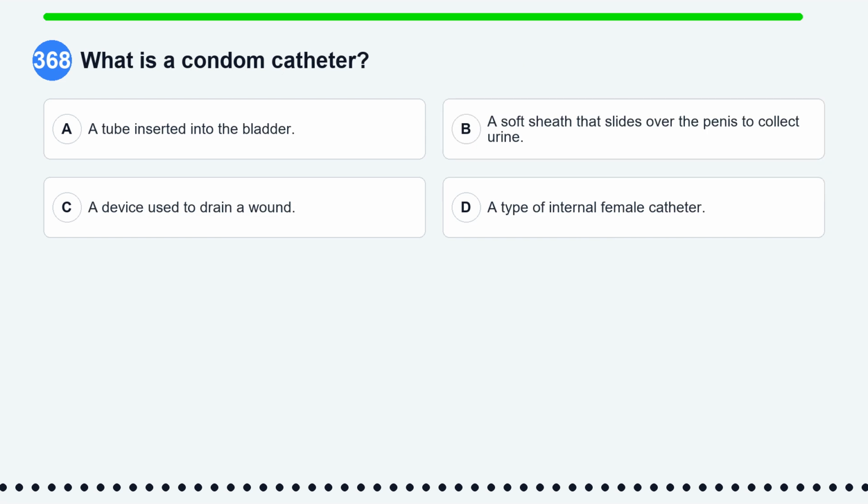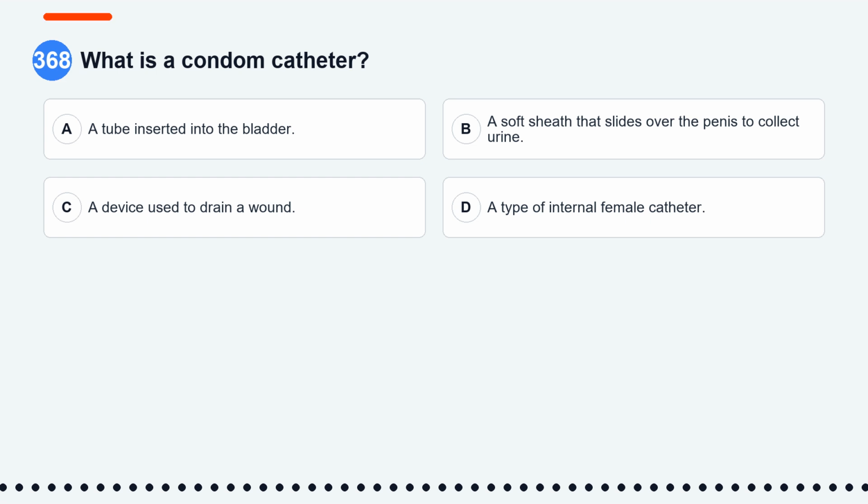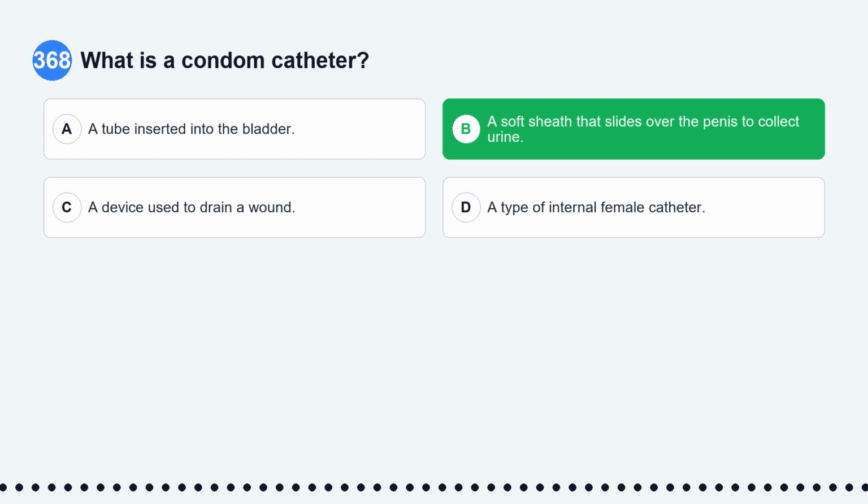Question 368. What is a condom catheter? Option A, a tube inserted into the bladder. Option B, a soft sheath that slides over the penis to collect urine. Option C, a device used to drain a wound. Option D, a type of internal female catheter. The correct answer is option B, a soft sheath that slides over the penis to collect urine.